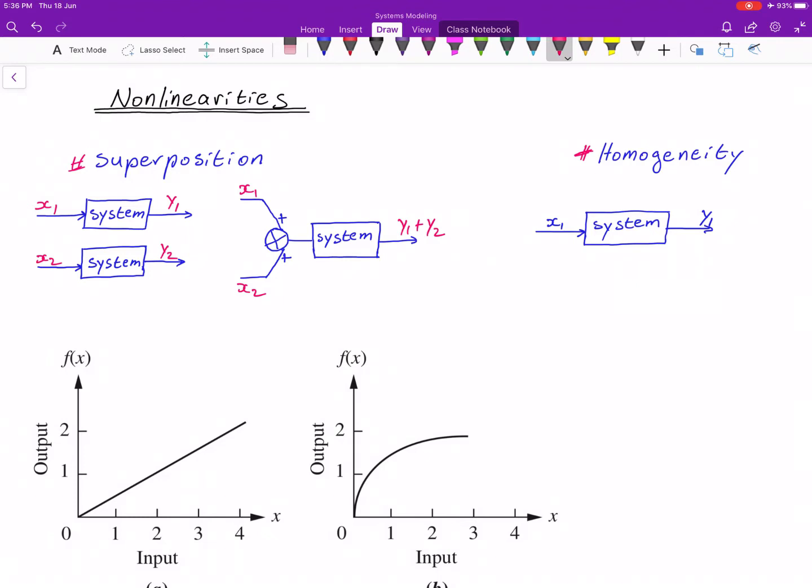The property of homogeneity describes the response of the system to a multiplication of an input by a scalar, meaning that multiplication of an input by a scalar should yield a response that is multiplied by the same scalar. So, if our input is x1 and our output is y1, and we multiply the input by a scalar alpha, then our output should also be scaled by alpha. If this property holds, then the system is linear.